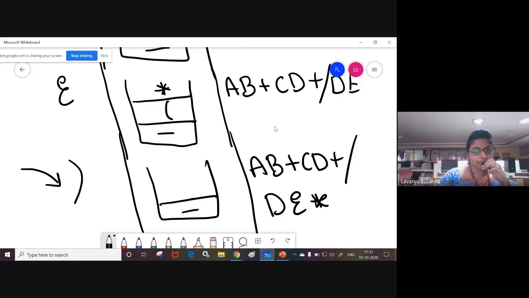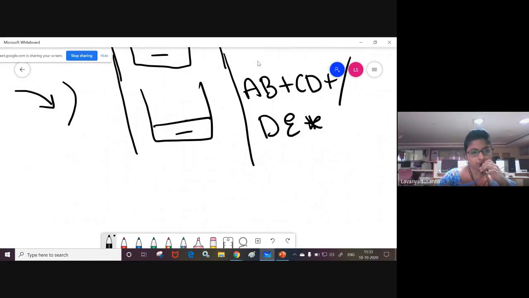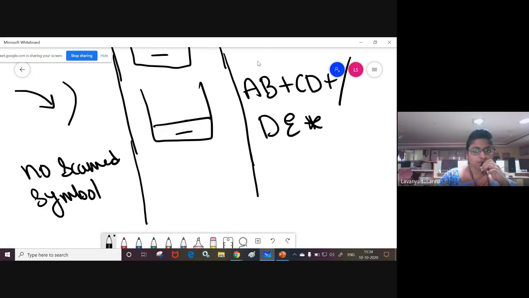Ignore the open bracket. Don't write it or pop it. Okay. Next, what is the next scanned symbol? There are no scanned symbols. If there are no scanned symbols, what do you need to do?